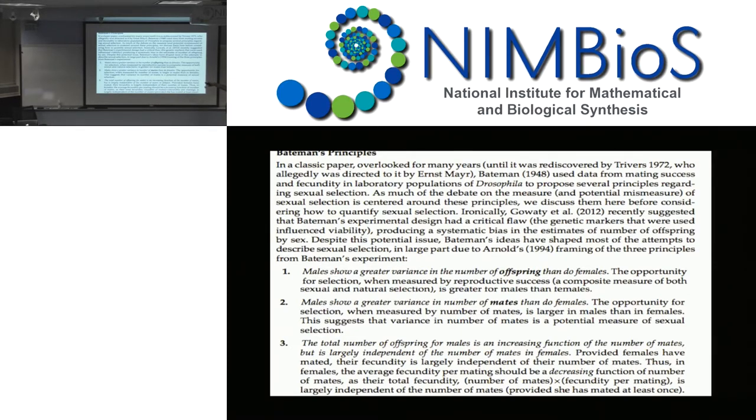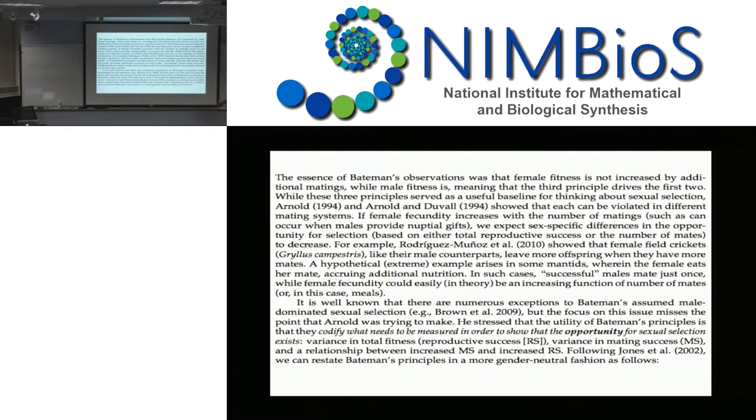Patty Gowaty basically showed that Bateman's experiments had a critical flaw in the markers used, which reduced viability and basically made a systematic bias in estimation by sex. So Bateman set some basic ideas, and those ideas have been modified to make them a bit more gender neutral and look at broader situations. Arnold basically reframed Bateman's ideas in 1994, just expressing what those were. And the essence of Bateman's observation was that female fitness is not increased by additive matings, while male fitness is.